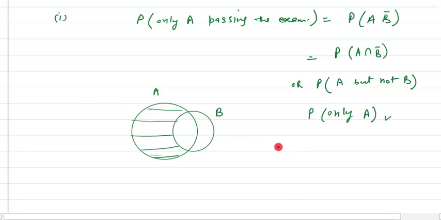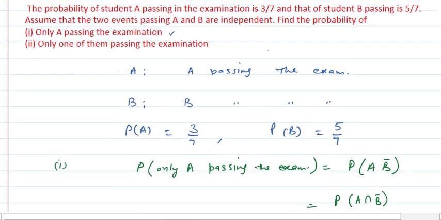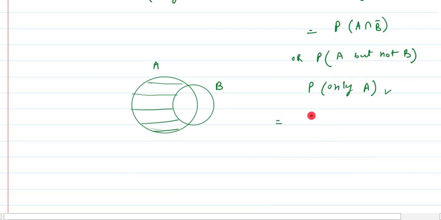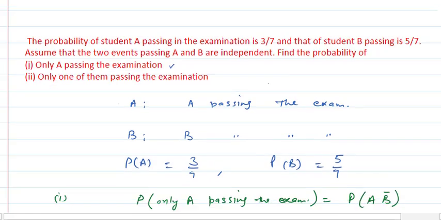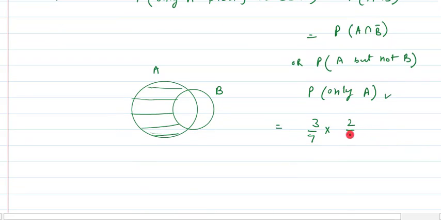So therefore, the probability of this is given by P(A). It is given that passing of A is 3 upon 7. So passing of A is 3 upon 7 multiplied by not passing of B, and passing of B is given to you as 5 by 7. So therefore not passing is 2 by 7. So we are getting 6 upon 49 as the result of only A passing the examination. So here we are getting only one case, that is P(A B naught).